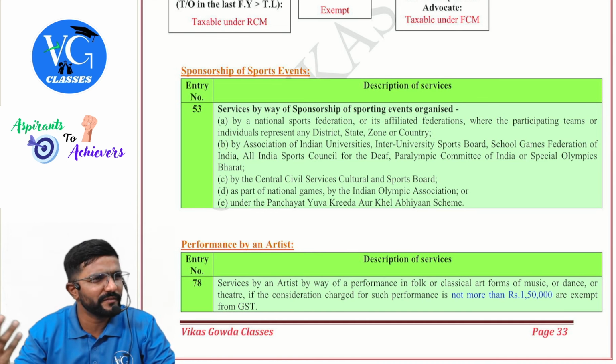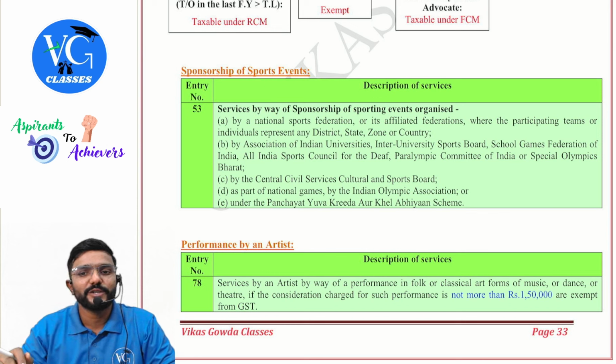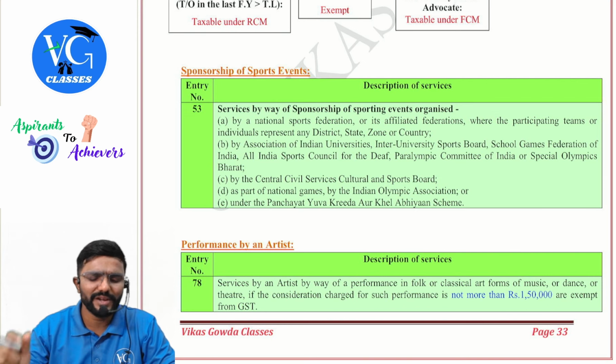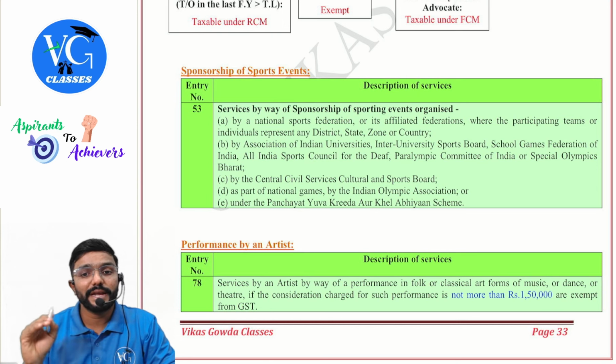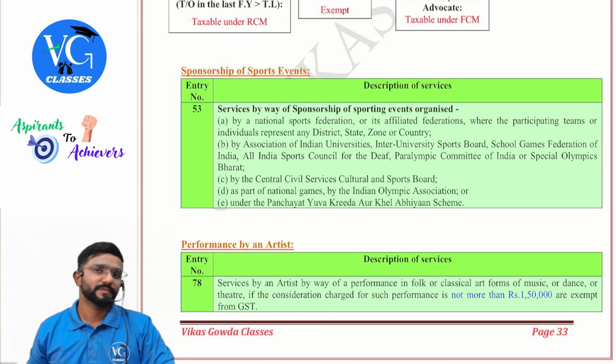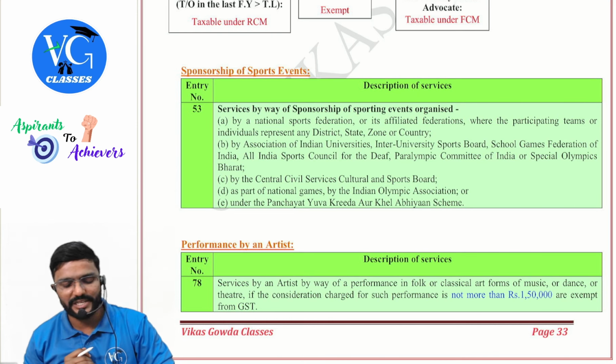If any of you are part of it, you will be able to connect. School Games Federation of India, All India Sports Council for the Deaf, Paralympic Committee of India, or Special Olympics Bharat. By the Central Civil Services Cultural and Sports Board, as a part of National Games by the Indian Olympic Association, or for rural areas they have something called Panchayat Yuva Krida Aur Khel Abhiyan Yojana. Yes, sir. Especially targeted for rural areas or rural talents.